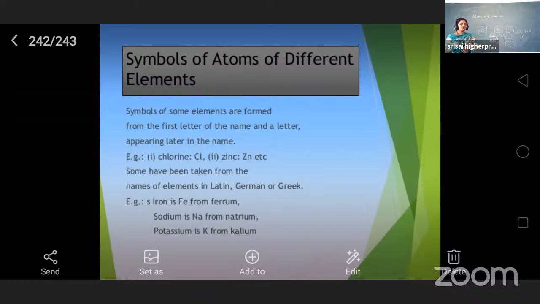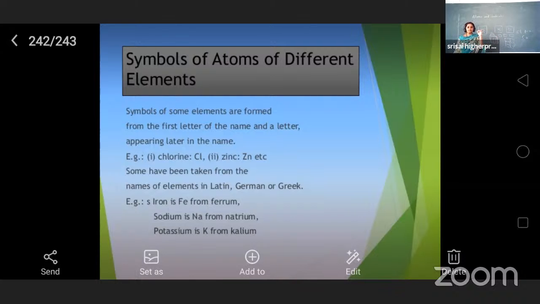Capital letter. So whenever we write the symbol of an atom, first we use a capital letter and the second letter will be a small letter. You can see how chlorine is written: C capital, l small. Sodium, N capital, and calcium, C capital.